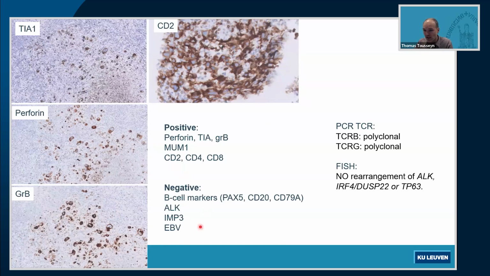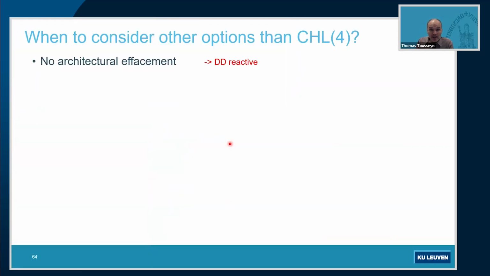So no B cell markers, no ALK, no B or T cell receptor gene rearrangement, no rearrangement of ALK, DUSP22, TP63. And the question here is, is this a very rare case of a Hodgkin lymphoma with T cell markers? Or, and that's what I would prefer, that this is a diagnosis of ALCL mimicking Hodgkin lymphoma because of the T cell marker expression and the cytotoxic molecules.